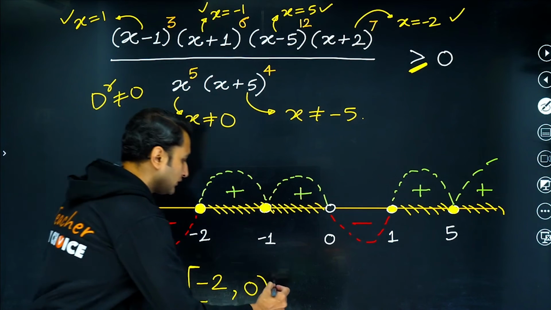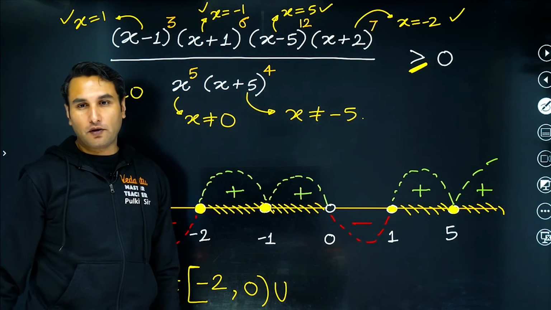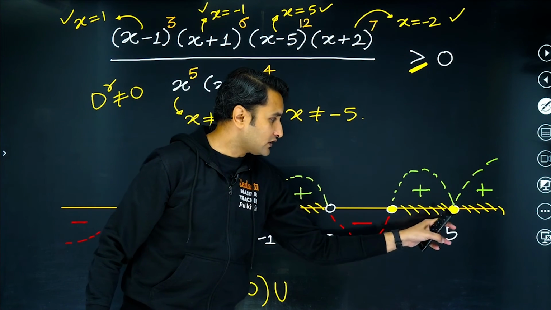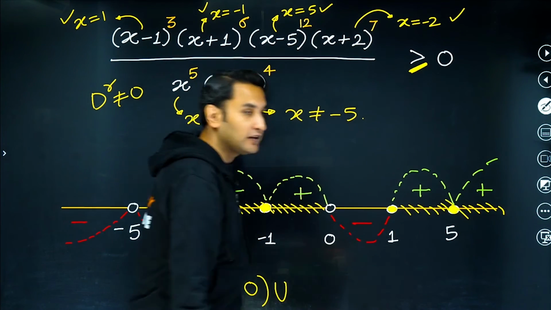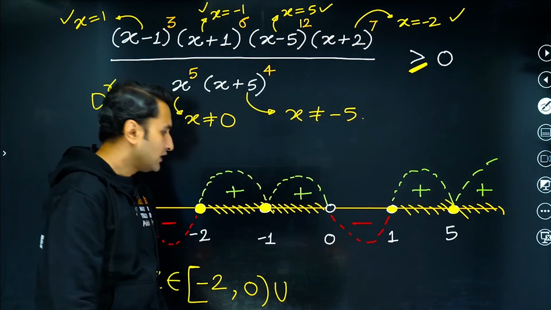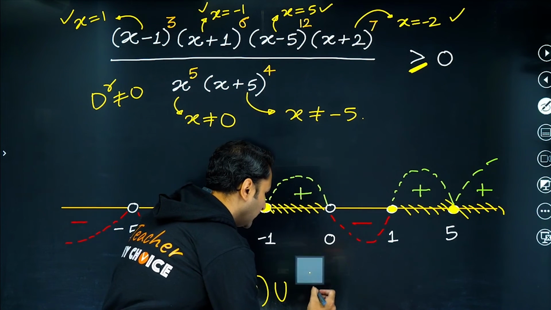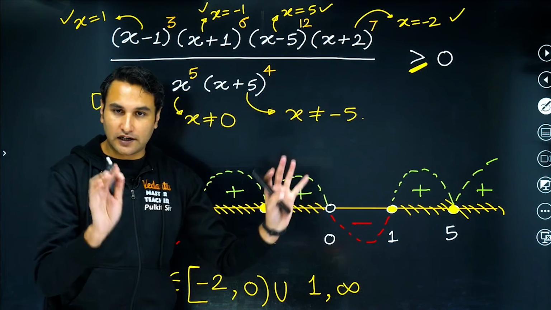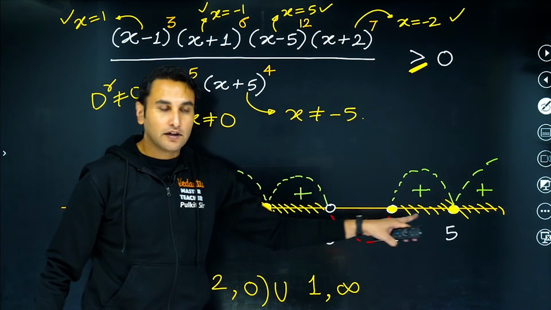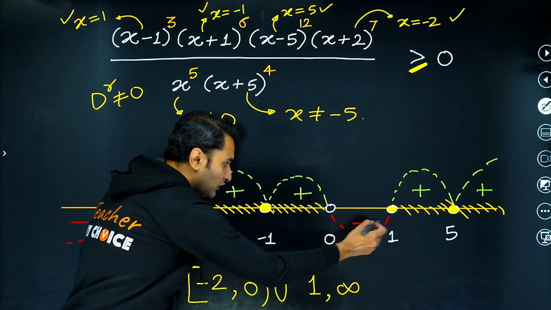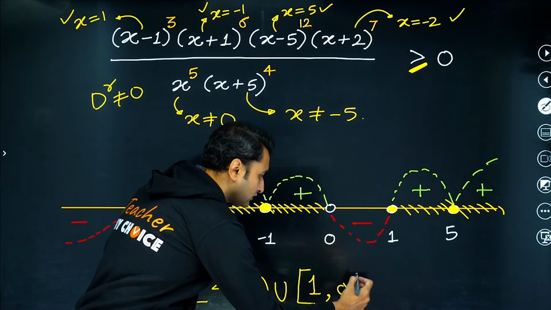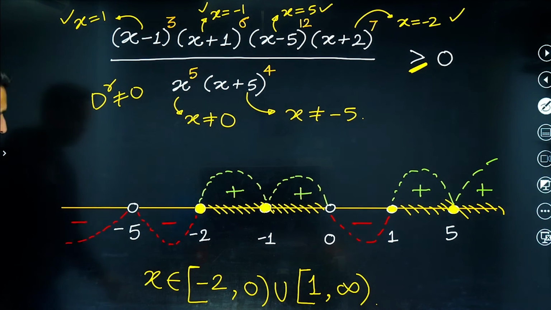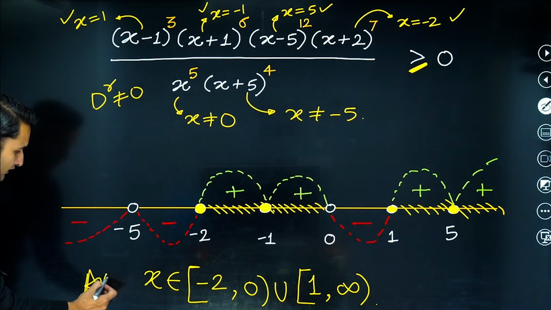Okay, union. Now let us go from 1 to infinity directly, because the 5 will automatically get included in the process. Do you realize this? So let us go from 1 to infinity directly because 5 can be included. So can I simply put a closed bracket on 1? At infinity, it is always open. This is your answer. Can you write the answer like this?